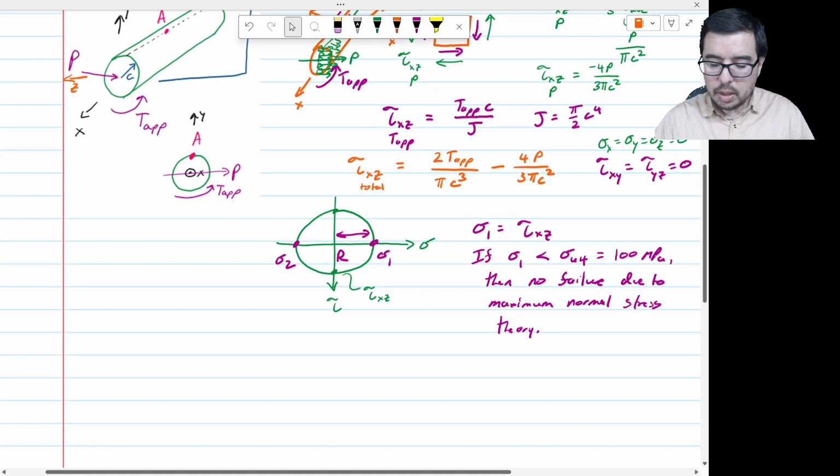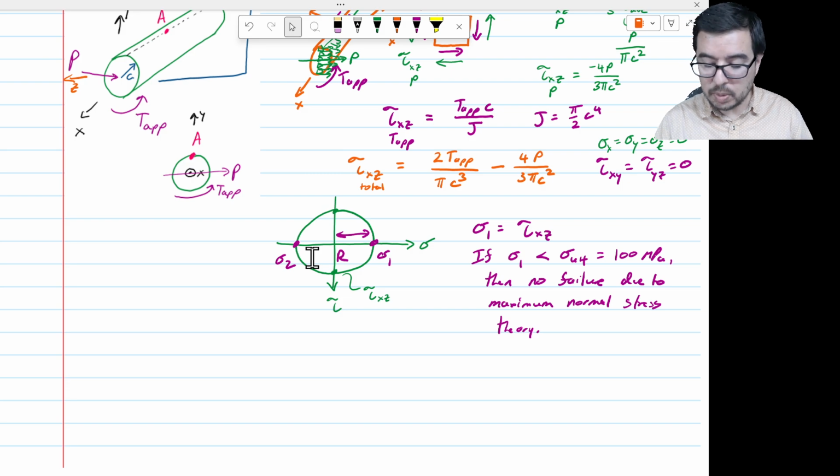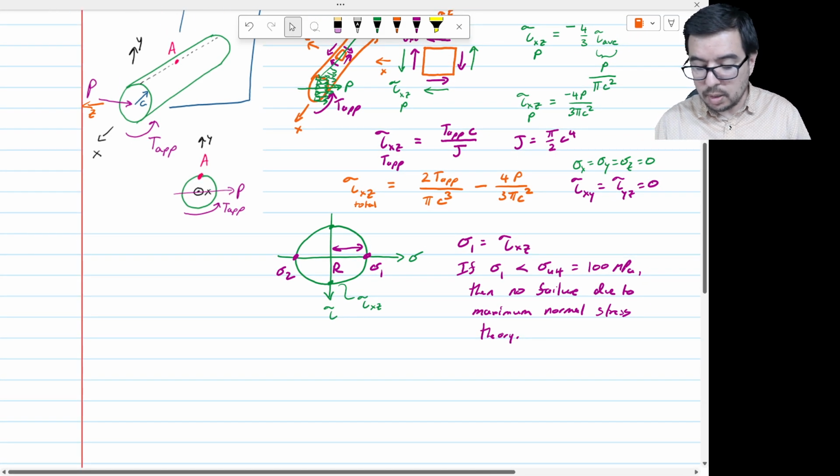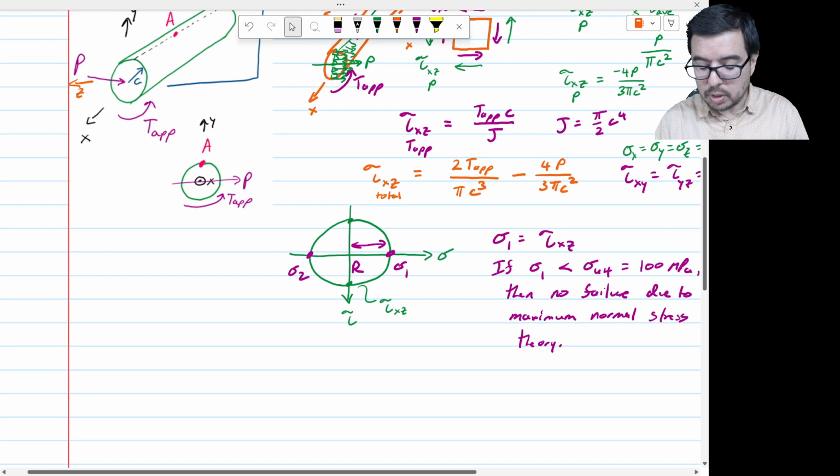If sigma 1, and also we could say the absolute value of sigma 2 because it's pure shear. If the absolute value of sigma 2 is greater than this sigma ultimate, this ultimate tensile strength, then failure, or if sigma 2 is less than it, then the absolute value of that, same deal, because sigma 2 is going to be equal to minus sigma 1. Sigma 2 is equal to minus sigma 1.